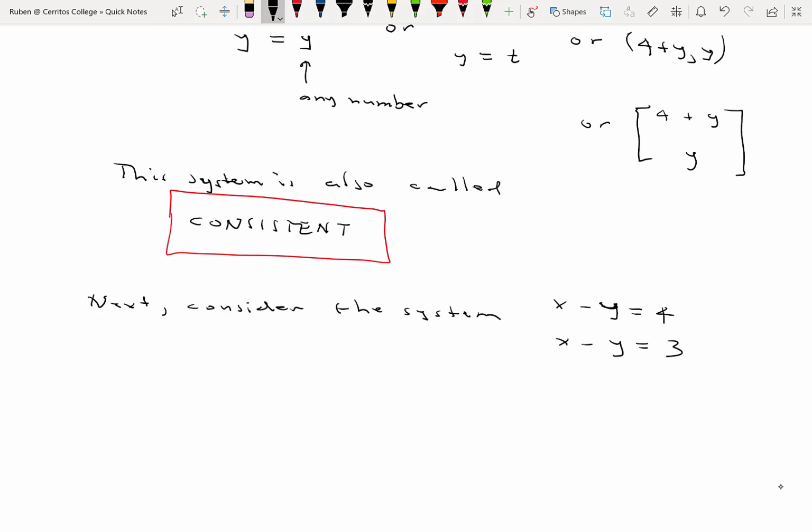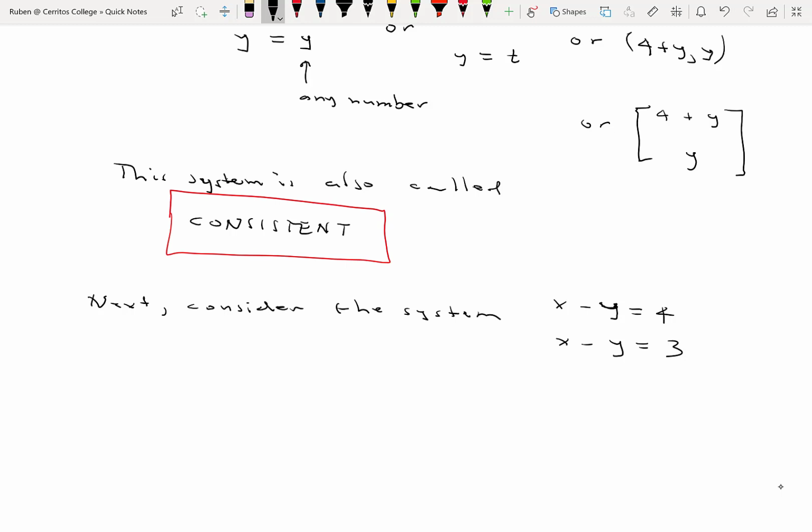The first equation says subtract 2 numbers and get 4. There are an infinite number of ways we can subtract 2 numbers and get 4. 5 minus 1, 6 minus 2, etc., etc., etc. There are many ways we can subtract 2 numbers and get 4. However, can you subtract those same 2 numbers and also get 3? No, it's impossible for this system to have a solution. x minus y equals 4, and at the same time x minus y is 3. No, numbers don't work that way.